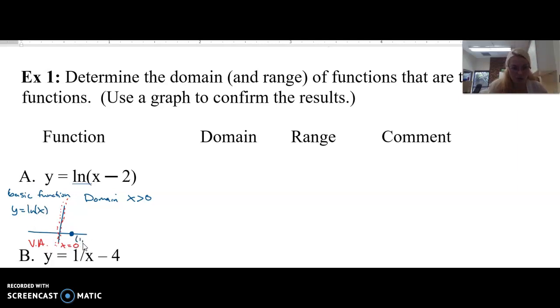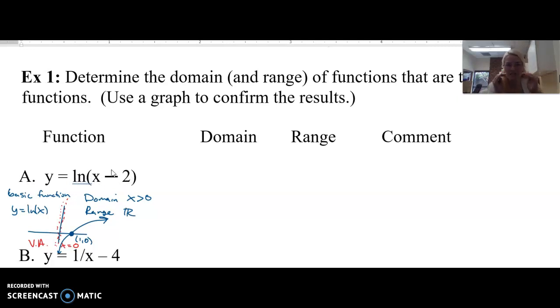So this is the point (1, 0). And then, right, it looks like this, and you asymptotically go down. That also means my range of this basic function is all real numbers, negative infinity up to positive infinity. That's my basic function. So what happens when I change the inside of my natural log function?